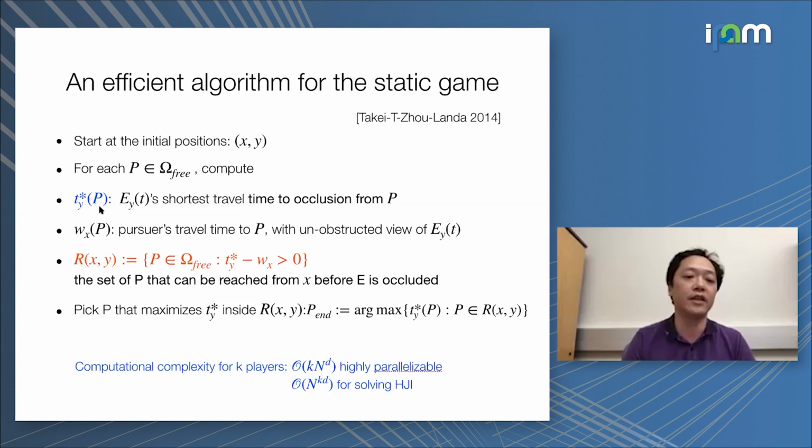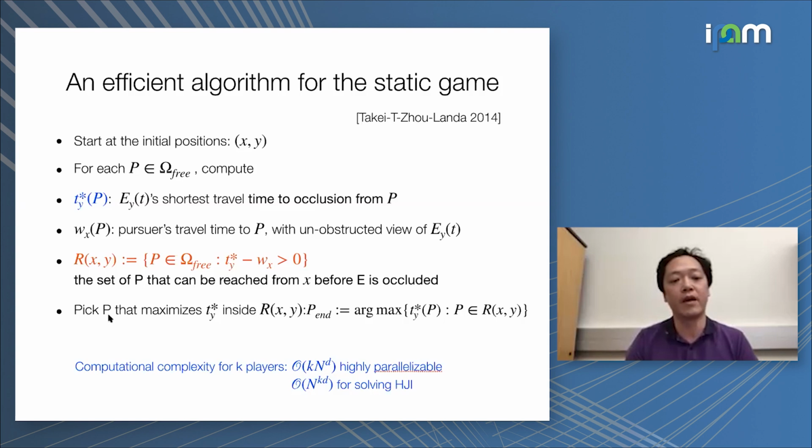And then combining T star and W gives this region defined by R. This region depends on the initial state, and it is all the positions in the free space at which T star minus W sub x is greater than 0. So this is a set of locations that the pursuer has the capability to reach from x before the evader becomes occluded. So this is the region R. And I will show you a picture later on of how these three sets relate.